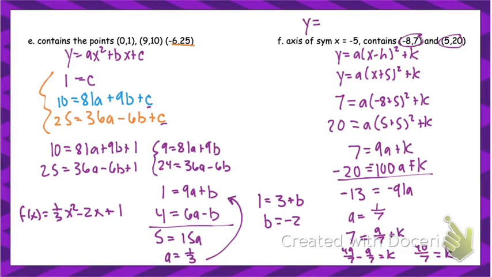Then I can plug both of those things back into my equation. So I get y equals 1/7 (x plus 5) squared plus 40/7.